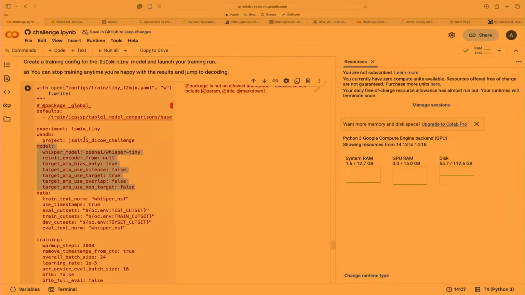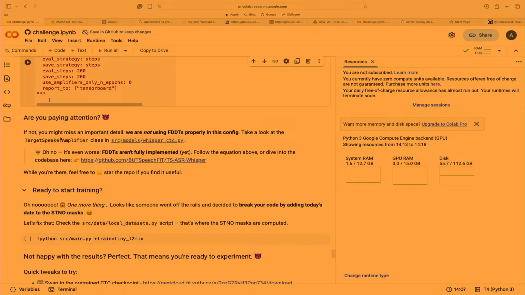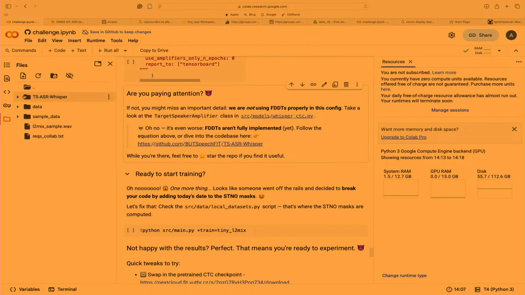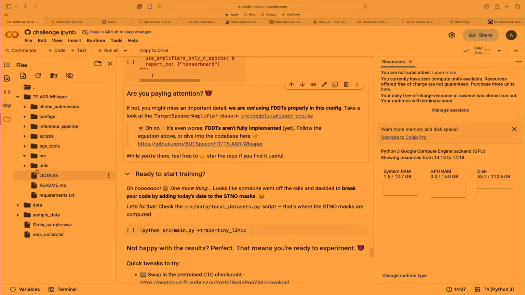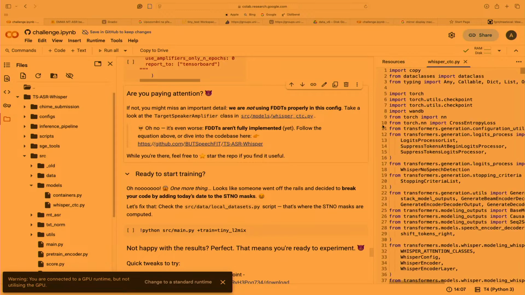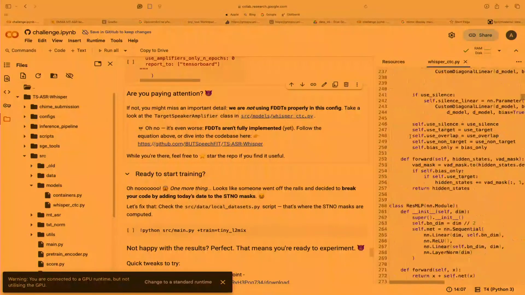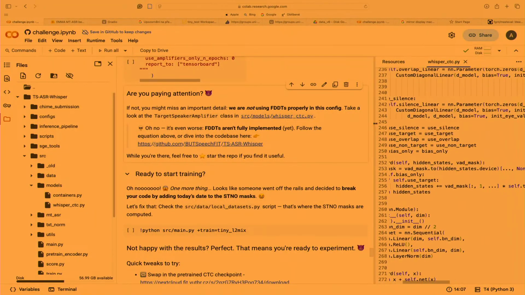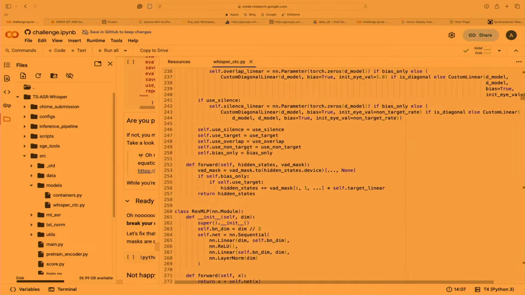If you see the instructions, are you paying attention? It says we are not using FDDTs properly in the config. If you open this file, and go to the target speaker amplifier, which is here, what can you see in the forward function of it? What's happening there? Shall I zoom it a bit more?